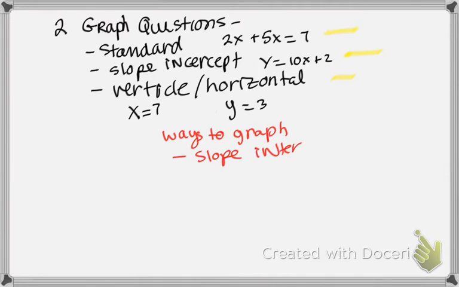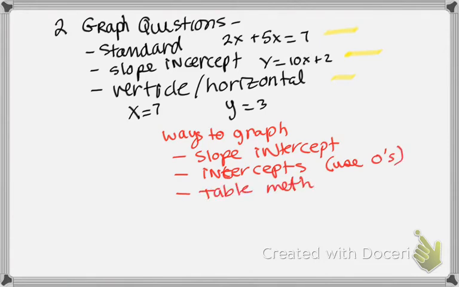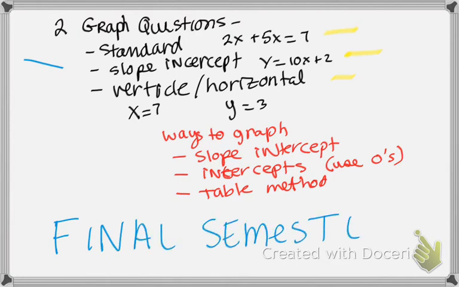The 3 different ways that we graph are with slope-intercept, using both intercepts, or using the table method. What takes the most amount of time? Table. By this time, you know enough in algebra that you really should not be using the table method. What's the fastest way? Slope-intercept. So slope-intercept is the fastest. I only usually use intercepts if they ask me or if the equation comes in standard form.